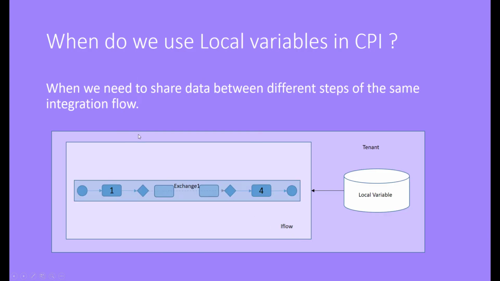Local variables are used to share data between different steps of an iflow. Let's imagine an iflow that looks something like this. In order to share data from step 1 to step 4, we can use exchange properties. But let's say the flow looks something like this with multicasts. Separate exchanges are created. Hence, exchange properties become completely useless, and the only way to share common data between step 1 and step 4 is by using a local variable. We'll dive deep into multicasts in a future video.